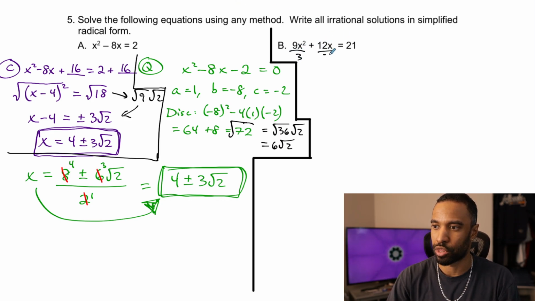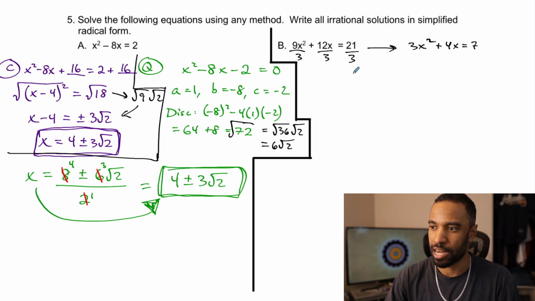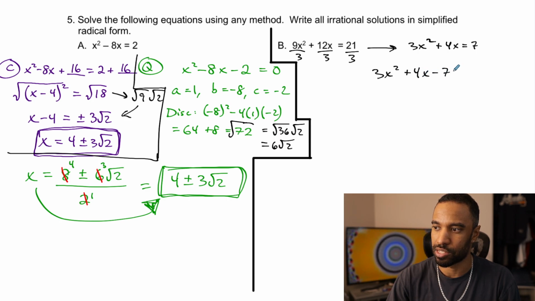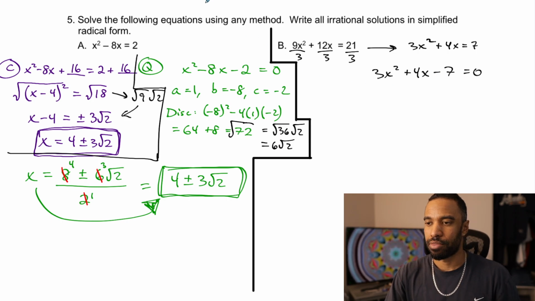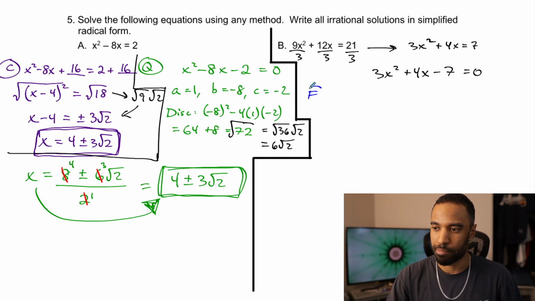Let's divide everything by 3, and that'll become 3x squared plus 4x equals 7. Because I'm going to solve using quadratic formula anyway, let's subtract the 7 over and get 3x squared plus 4x minus 7 equals 0. Now, this may be factorable. I'm thinking it actually is. So I'm going to try and solve by factoring here.